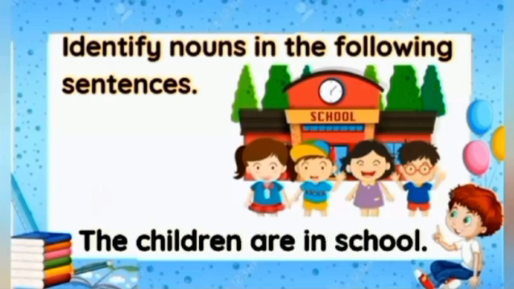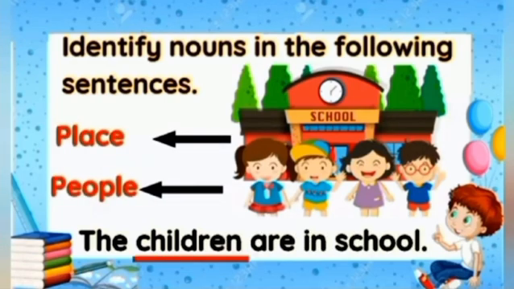Now read the sentence. The children are in school. In this sentence, children represent people and school represents a place. So again, there are two nouns in this sentence.